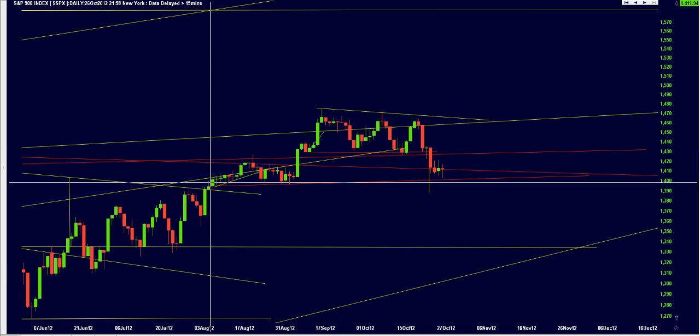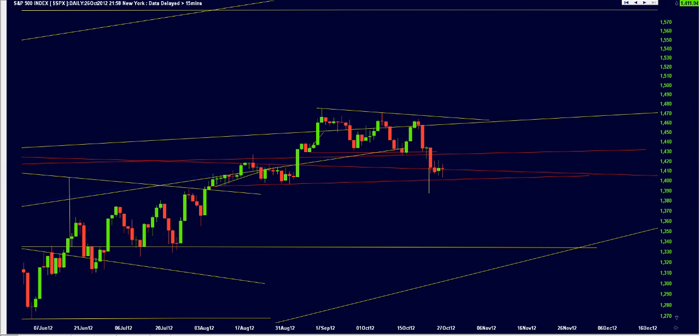For those that don't know what a head and shoulders top formation is, it's where we have a left shoulder, a head, and then we form a right shoulder, roughly the same size as the left shoulder. And then we have a breakdown of our neckline, that being this red line here. Then we would have a move that would push us all the way down to a 1330 area.